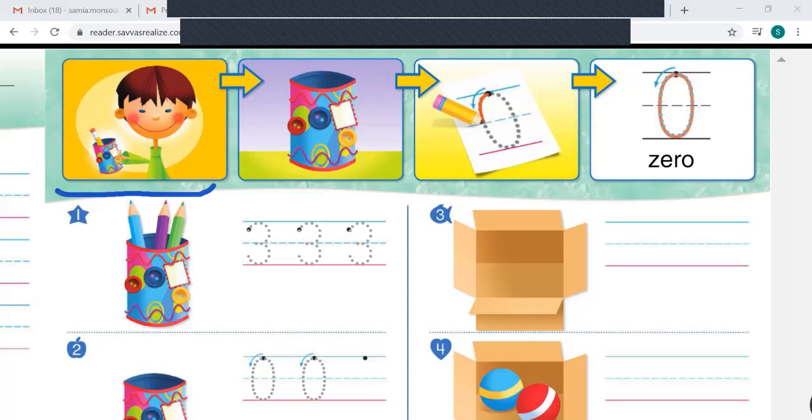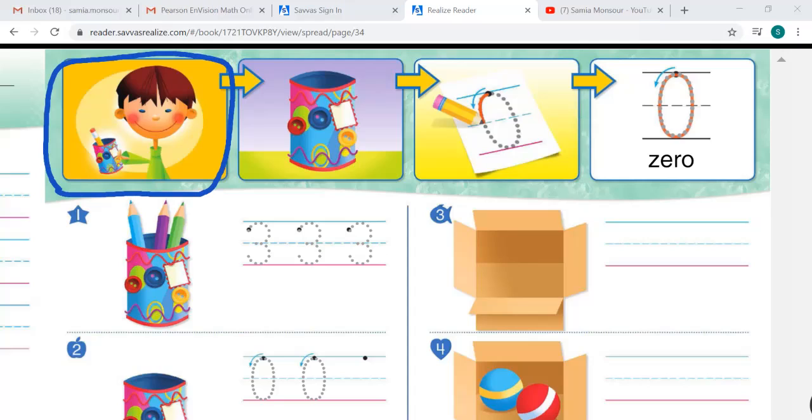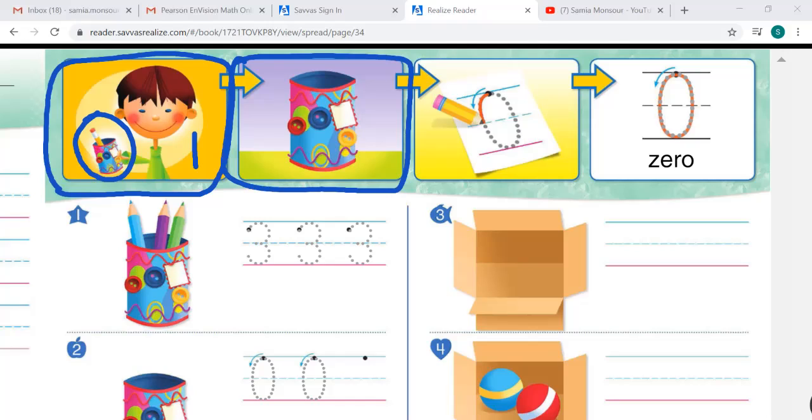All right, let's look at this first box. Look, Yusuf is holding a pencil box or a pencil holder. So how many pencils are in this holder here? 1. Very good. There's 1 pencil in the holder. Now, let's look at this box here. How many pencils are in the pencil holder now? Do you see any pencils in here? There are none. That's correct. There are no pencils there.